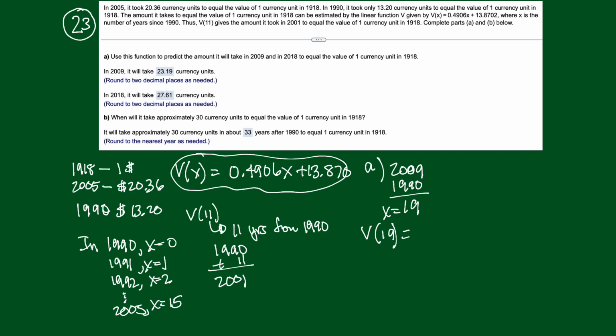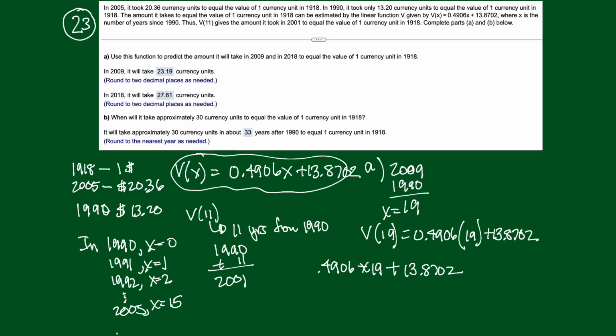So I'm going to get 0.4906 times 19, and then add 13.8702. I forgot the 2 up there in our function. So on your calculator, you're going to do this first. Put in 0.4906 times 19, and then plus 13.8702.